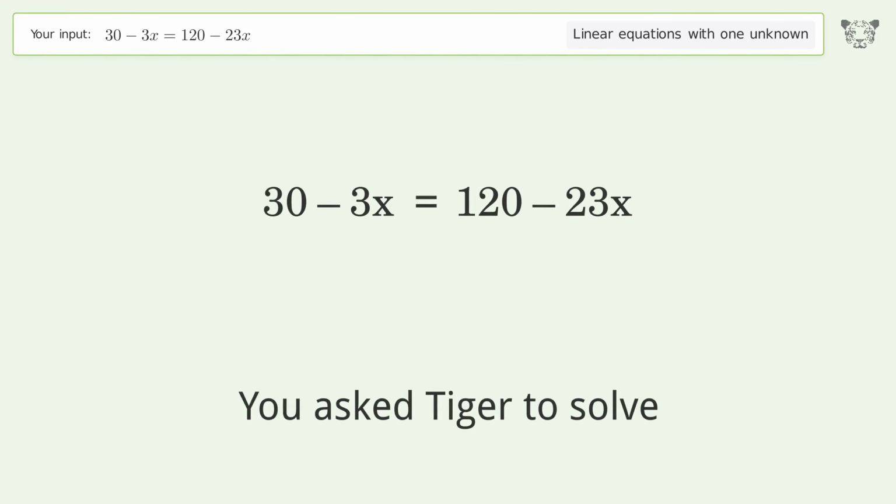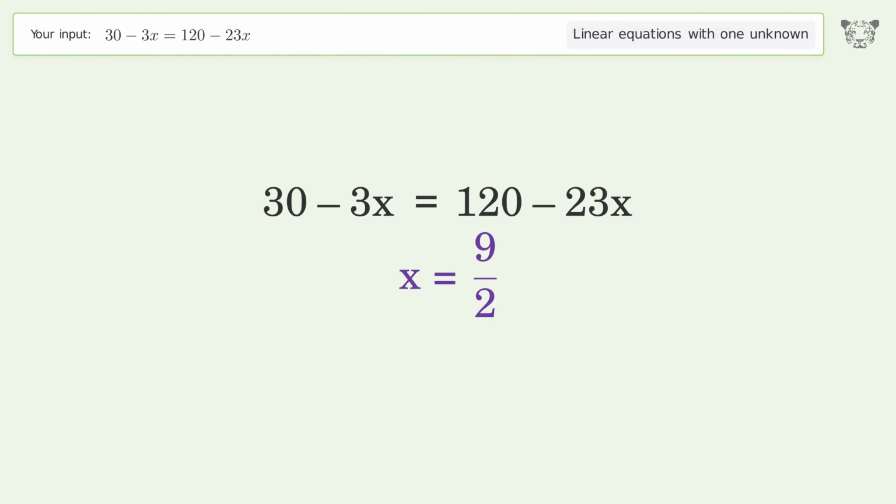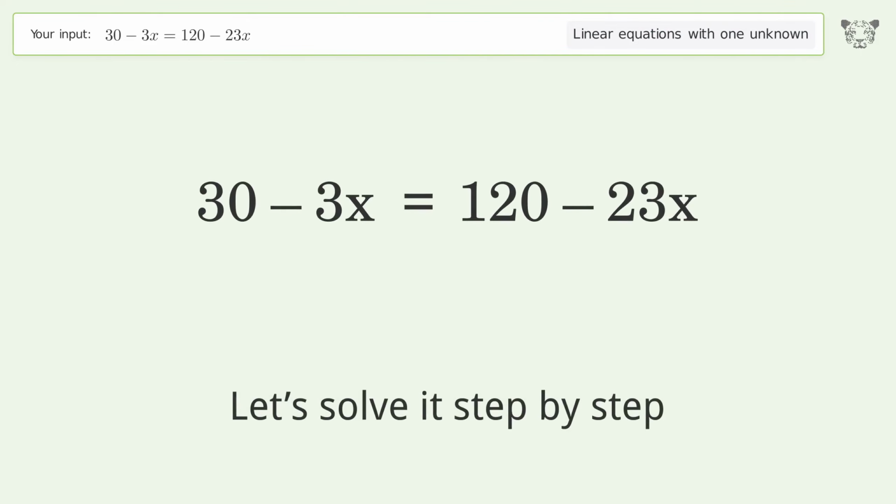You ask Tiger to solve. This deals with linear equations with one unknown. The final result is x equals 9/2. Let's solve it step by step.